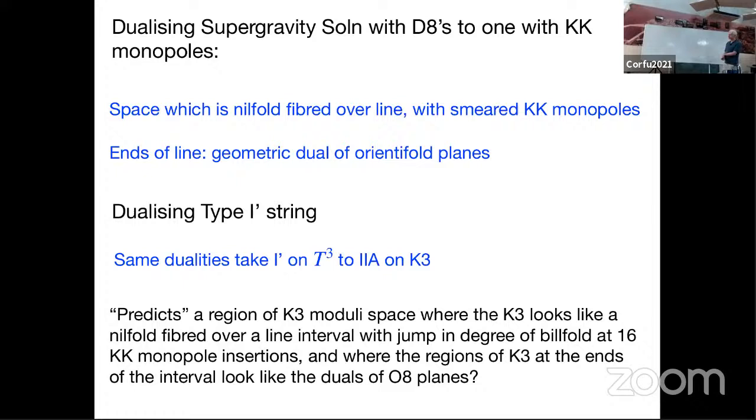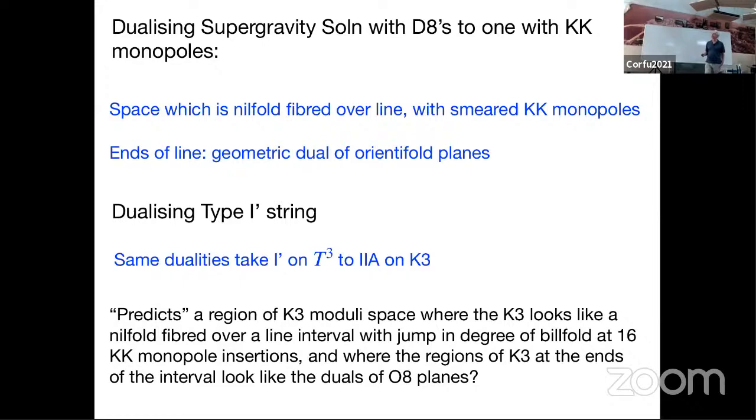introduced along there. So it's interesting to see that the spell check has corrected nilfold to billfold, which I hadn't noticed, so sorry about that. And the ends of this interval should look like the duals of the O8 planes.